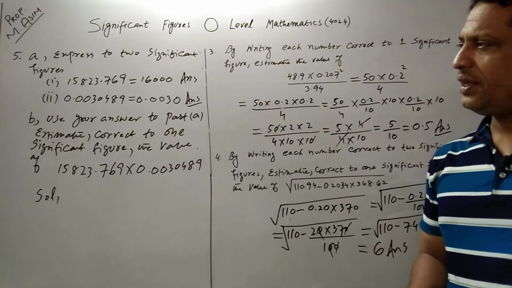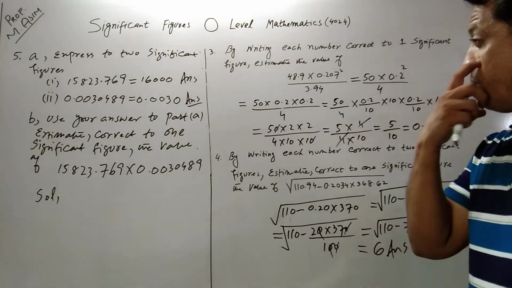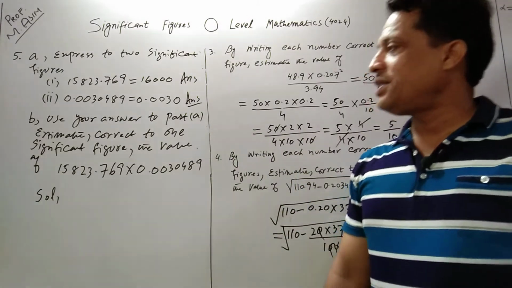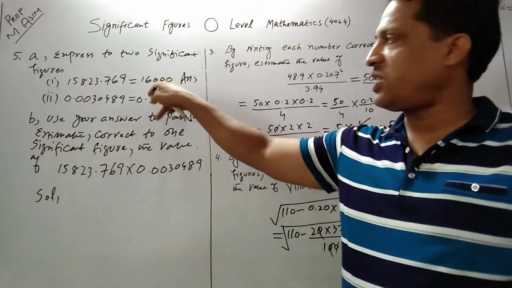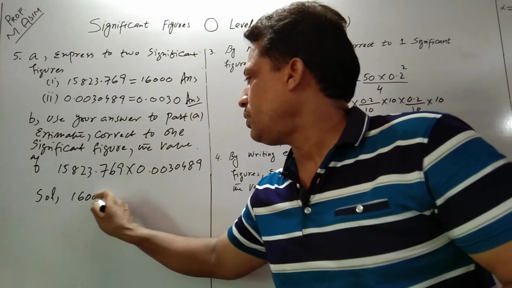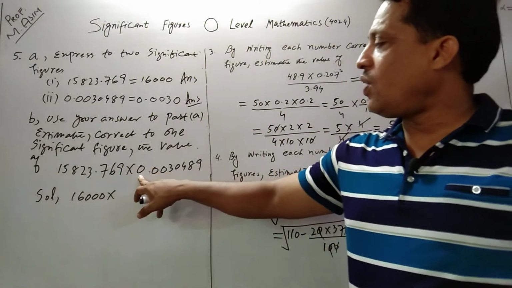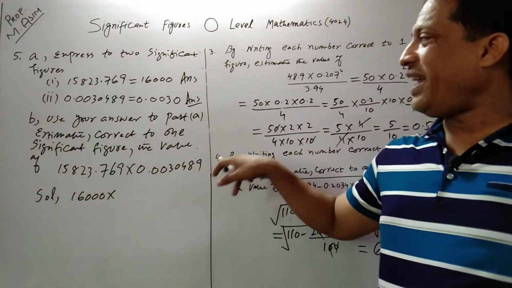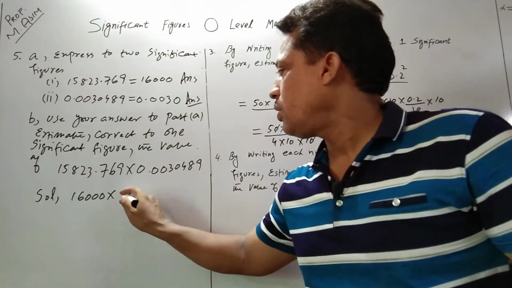Solution. This is very easy. According to the requirement of the question, we use the answer of part A. See, 15,823 becomes 16,000 in part A. So the solution is 16,000, multiplied by 0.00304889, which becomes 0.0030.